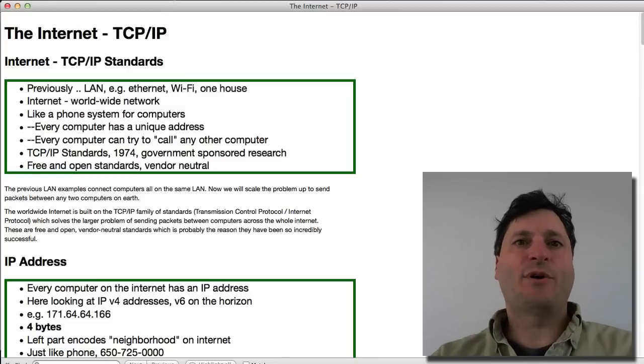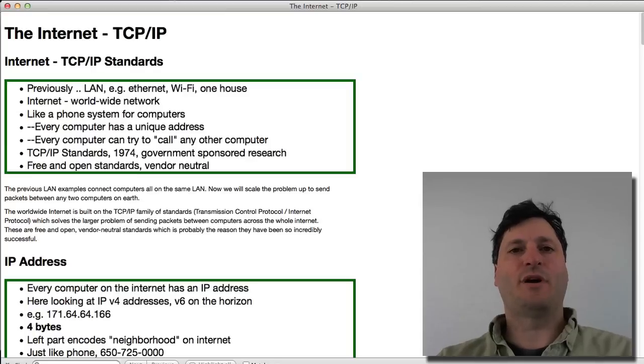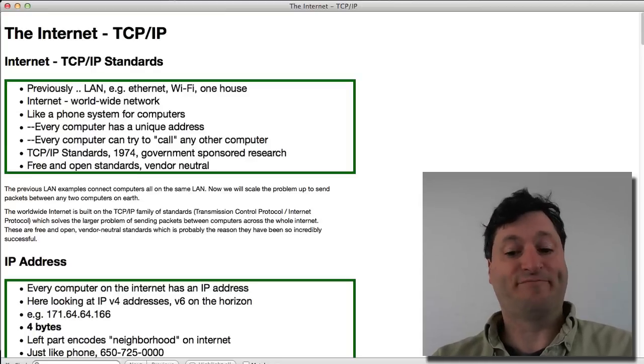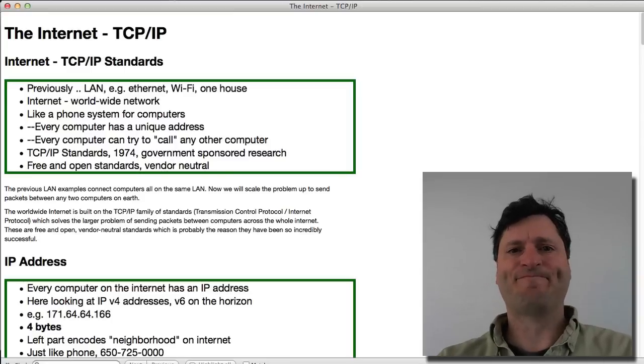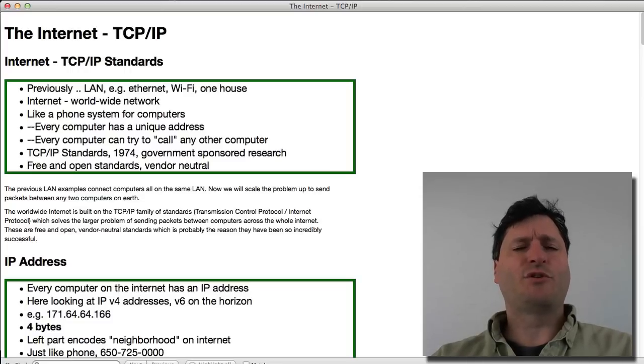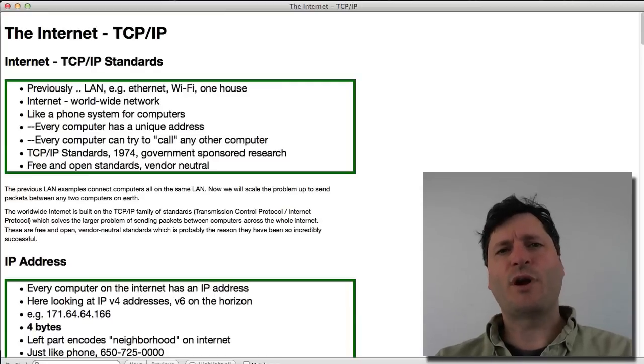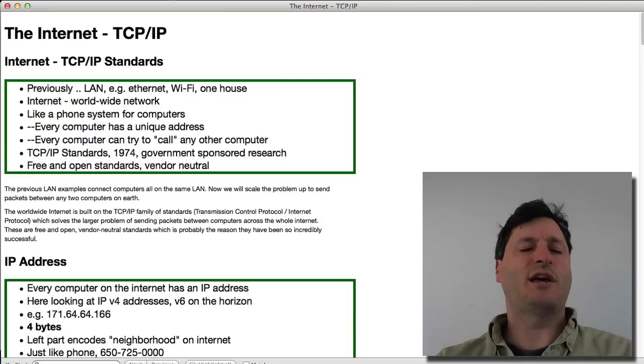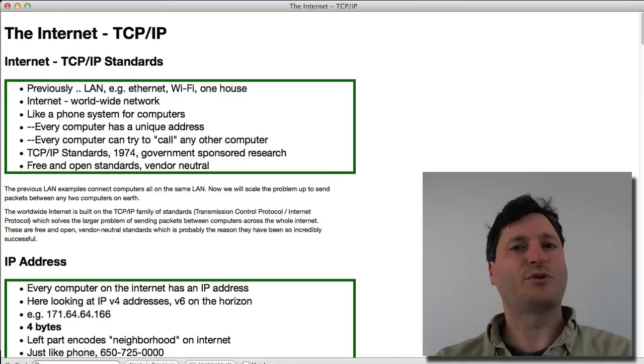In this section, I want to talk about how you go from LAN technology that just covers one house up to the worldwide internet, where any computer can talk to any other computer. You can think of the worldwide internet as sort of a phone system for computers, where they're scattered all over, and every computer has essentially an address, and any computer is able to attempt to make sort of a data call to any other computer. So that's where I want to get.